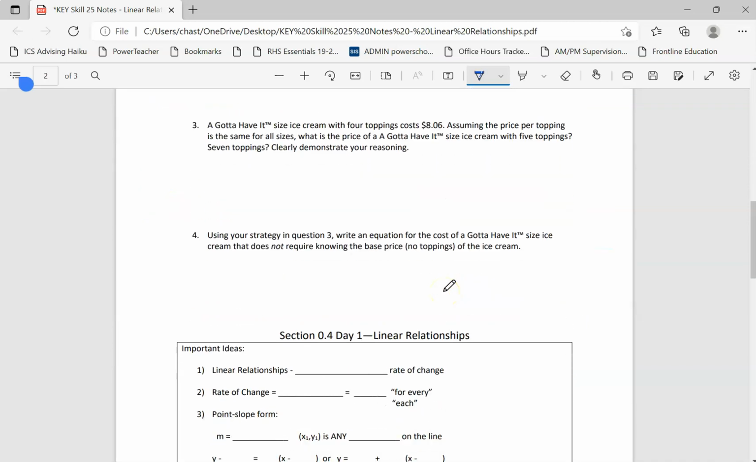All right, a Gotta Have It size ice cream with 4 toppings costs $8.06. Assuming the price per topping is the same for all sizes, what is the price of a Gotta Have It ice cream with 5 toppings and then 7 toppings? Let's start with 5 toppings. So we know the base price with 4 toppings is $8.06. So if I look at that, we have 4 toppings. We know that the price of a topping is 89 cents.